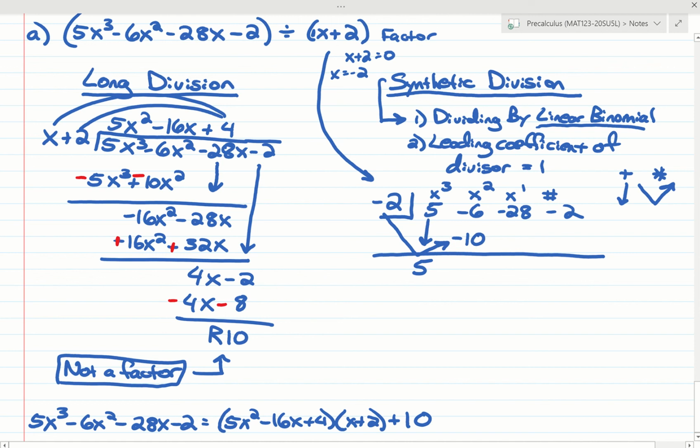Then we're going up and down, so we're going to add -6 plus 10 is -16. Next, we're going to do -2 times -16. That's 32. That goes right here. Add them up. We're going up and down. That's 4. -2 times 4 is -8. Going up and down, add those together, you get -10. The last number is always your remainder.